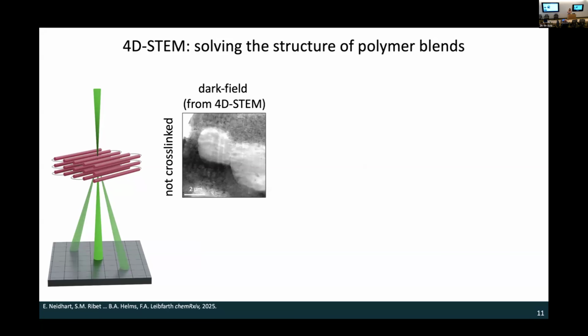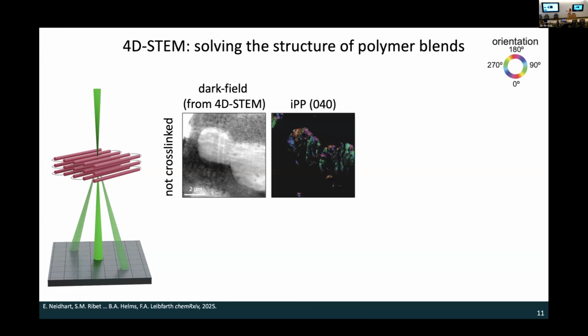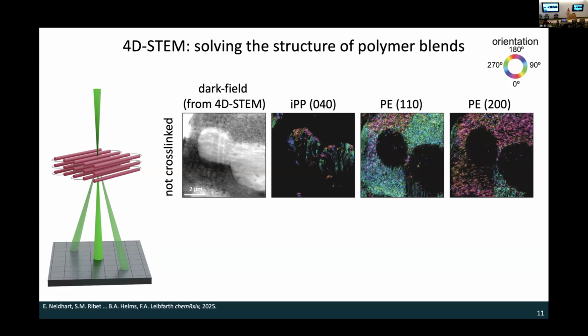So we can reconstruct this 4-dimensional data in multiple different ways. This includes reconstructing images, which is very akin to the conventional images you saw before. But we can also make maps of where the crystalline domains are and also their orientation. So for example, for polypropylene, we can make a map that looks like this. These lines represent the crystalline domains and the color represents their orientation as well as the lines. We can do this for polyethylene as well.